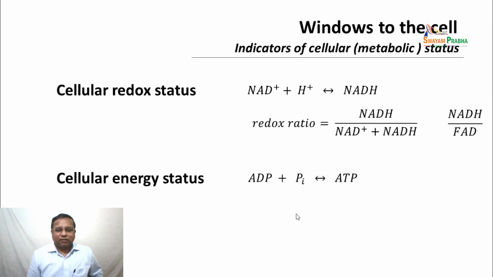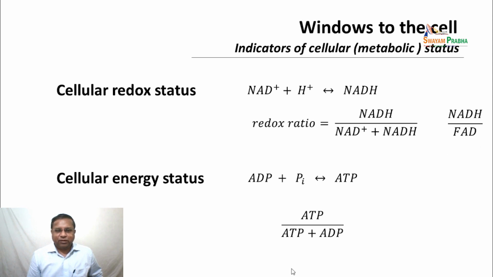For energy status, it's somewhat more straightforward. We all know the energy currency of the cell, ATP, adenosine triphosphate, is made by the phosphorylation of adenosine diphosphate. So, the ratio of ATP to the pool, ATP plus ADP, sometimes AMP is also added here, but let us just look at these two. ATP divided by ATP plus ADP is taken to indicate the cellular energy status.